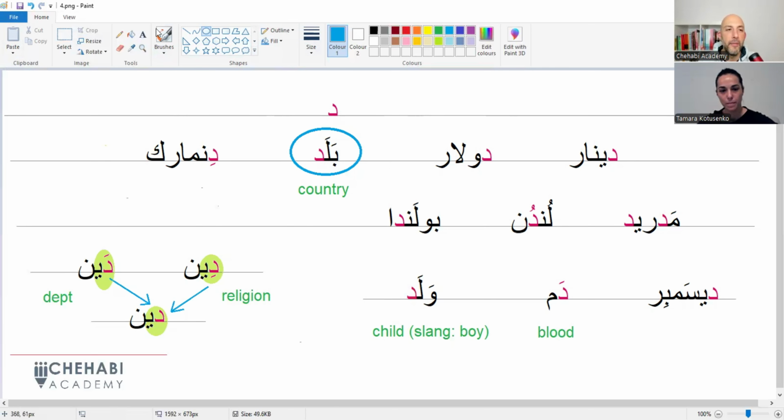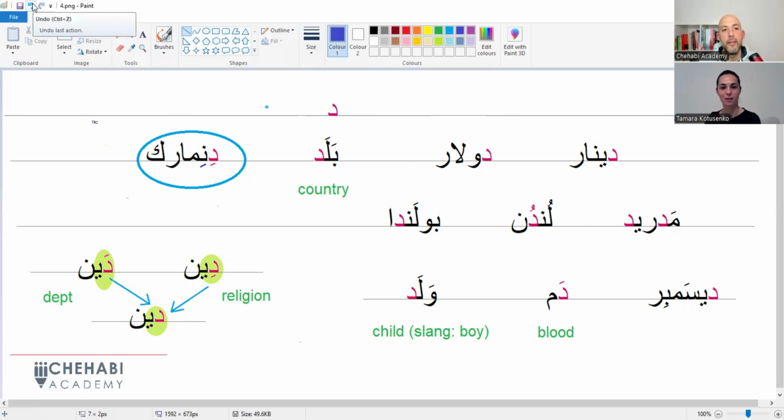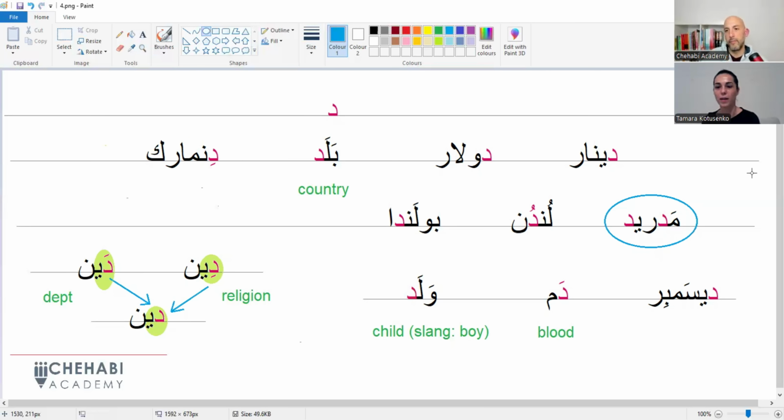Next word, balad, exactly, short. Balad, country. Next word, it's one of the European countries. Denmark. Exactly. But some Arabs say also Denmark with a different pronunciation. So it's also correct, both are correct. Next word, Madrid.